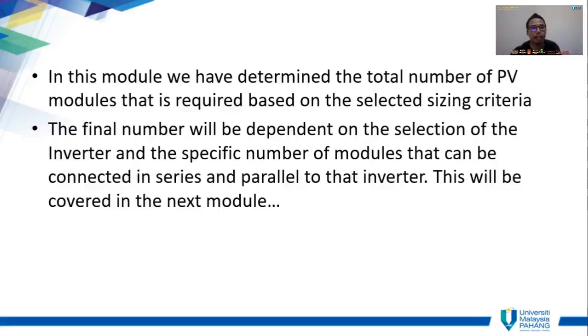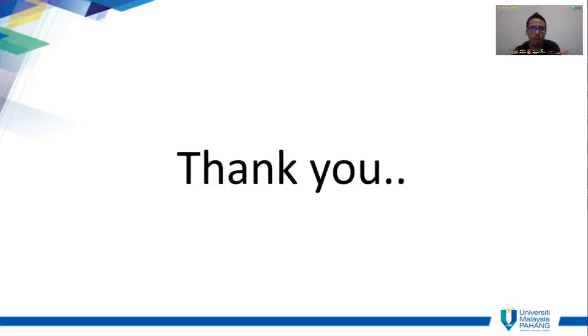Alright, so in this module, we have determined the total number of PV modules required based on the selected sizing criteria. The final number will depend on the selection of the inverter and the specific number of modules that can be connected in series and parallel to the inverter. This will be covered in the next module. So the total number of modules that we get from these three criteria is not the final answer. After we finish this part, we're going to do voltage matching and inverter PV area matching. On that side, there will be revisions of a new total number of modules that you can install. Okay, all right. Thank you.